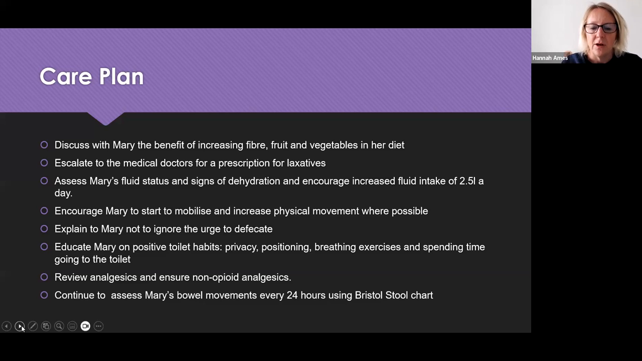If there are some opioid analgesics in the scenario, then I would request a review and ensure that we can give some alternative non-opioid analgesics, as they're a big cause of constipation. And we definitely want to put a point about reassessing Mary's bowel movements, and we should be doing that every 24 hours using the Bristol stool chart. So lots of points there. And again, just draw on your nursing knowledge, draw on how you would normally manage constipation and put them into a care plan.